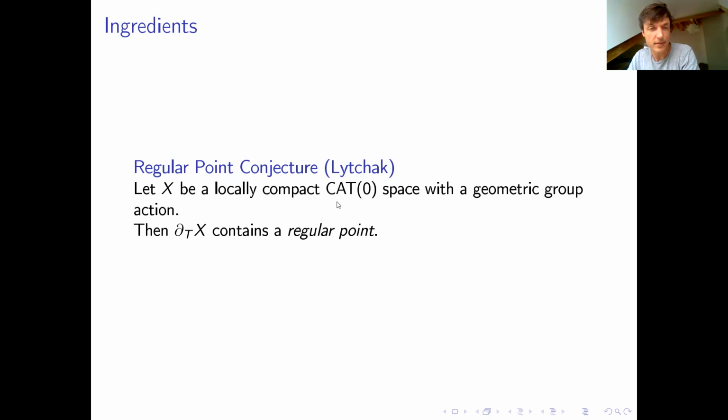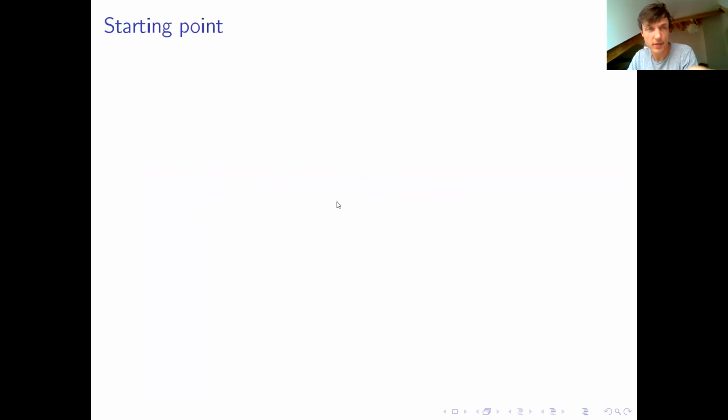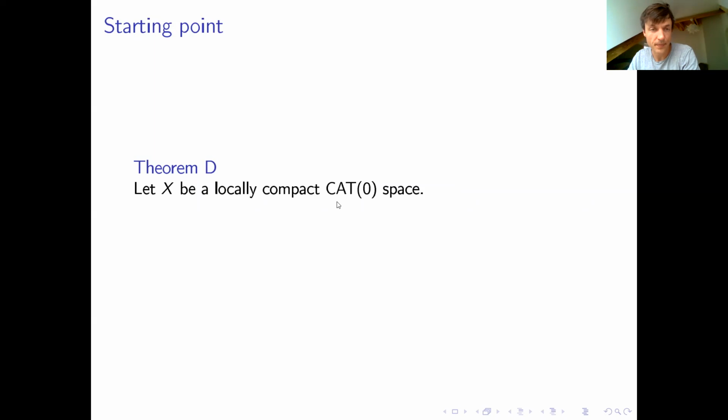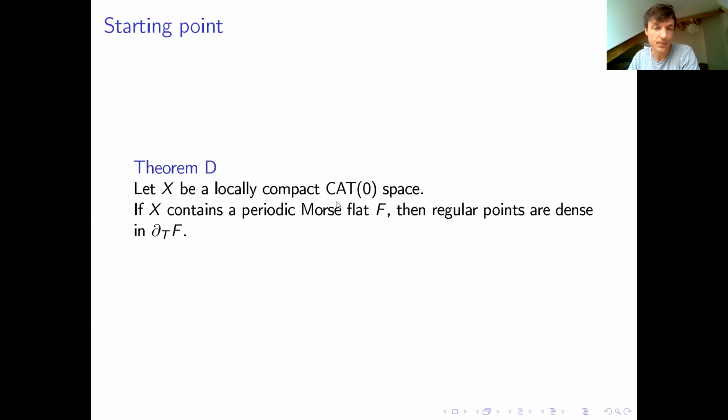But here is a result which goes in this direction, which is the starting point for theorems A through C, and it's a contribution to this regular point conjecture. It says the following: if you have a locally compact CAT(0) space, and there exists a single periodic Morse flat, then there are regular points, and they appear in the Tits boundary of this flat. So let me remind you what these notions mean.